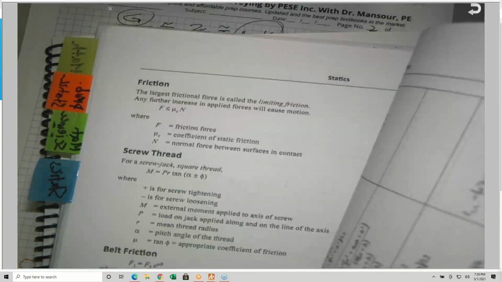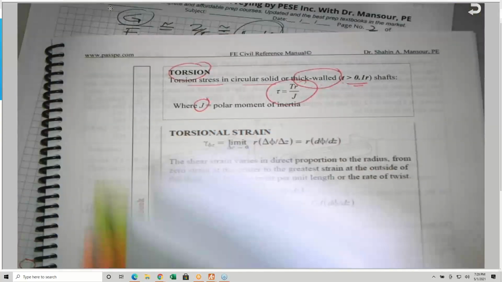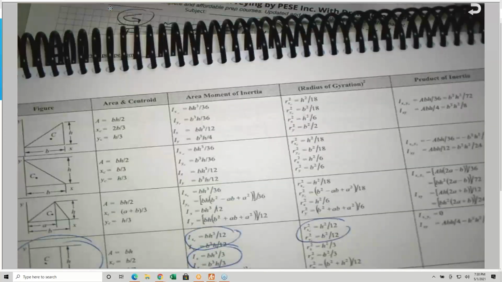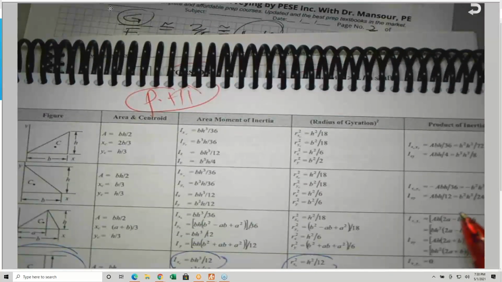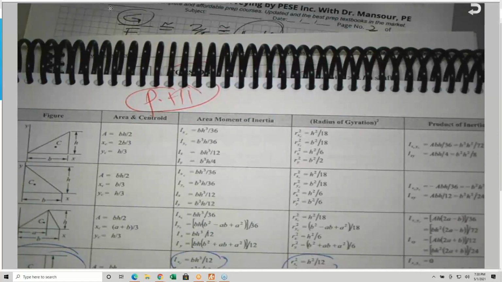The polar moment of inertia, by the way, is given in the statics section, which is Ix plus Iy. If you go to the NCEES, page 111, page 111. So, no, they are not here.